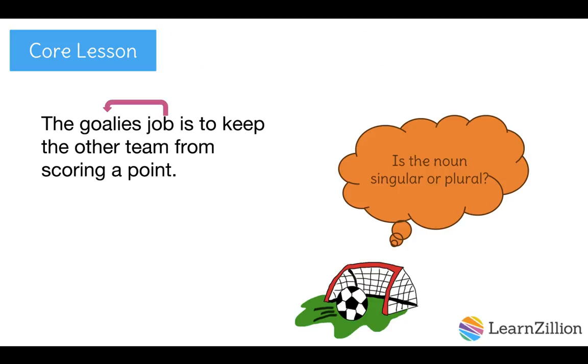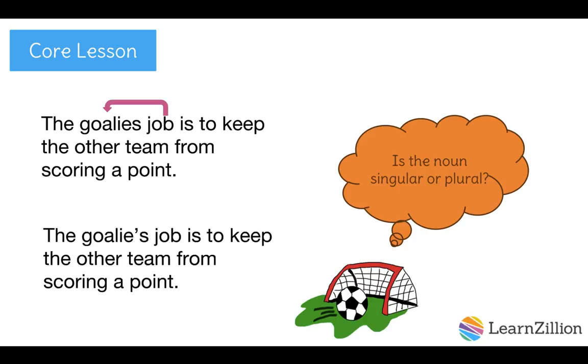How did you do? Here's how I revised my sentence. The goalie's job is to keep the other team from scoring a point. I added an apostrophe S to goalie because goalie is a singular noun that does not end with an S.